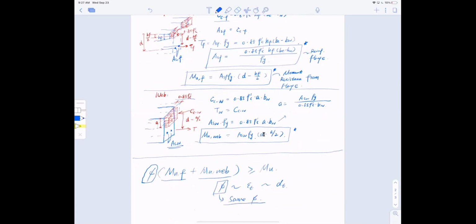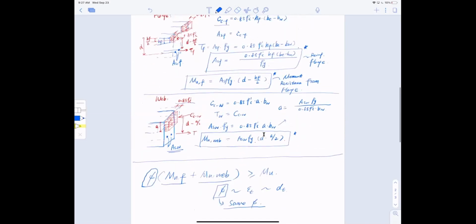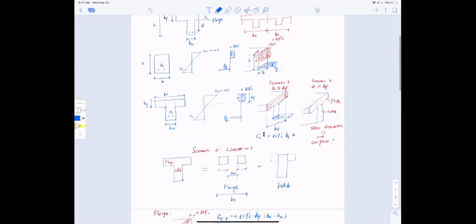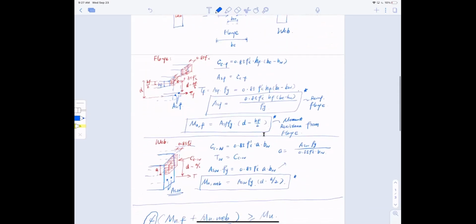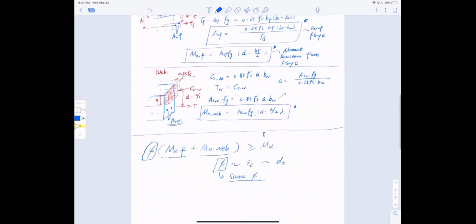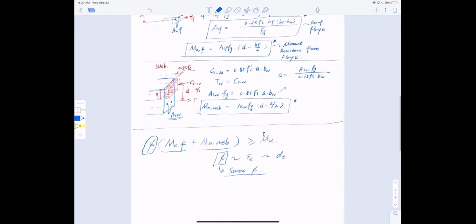They have to have the same phi here, okay? All right, so this is the design. Sorry, this is an analysis of a T-beam, which is not too bad to calculate.